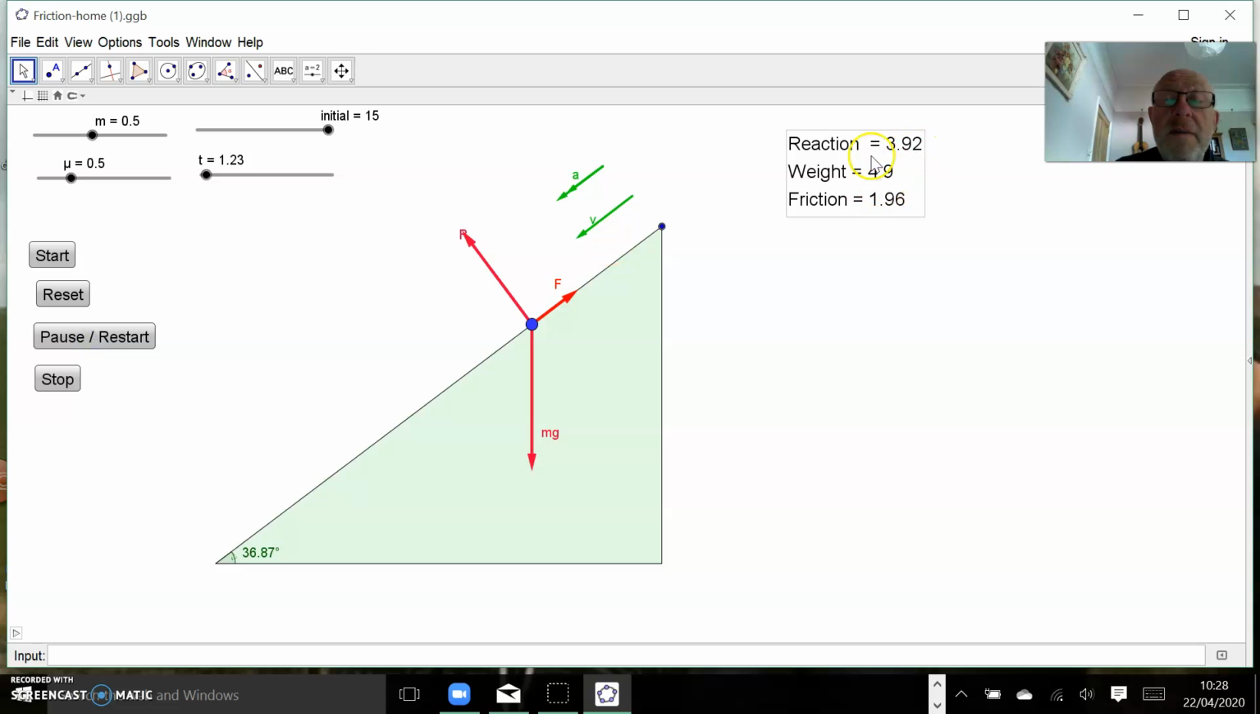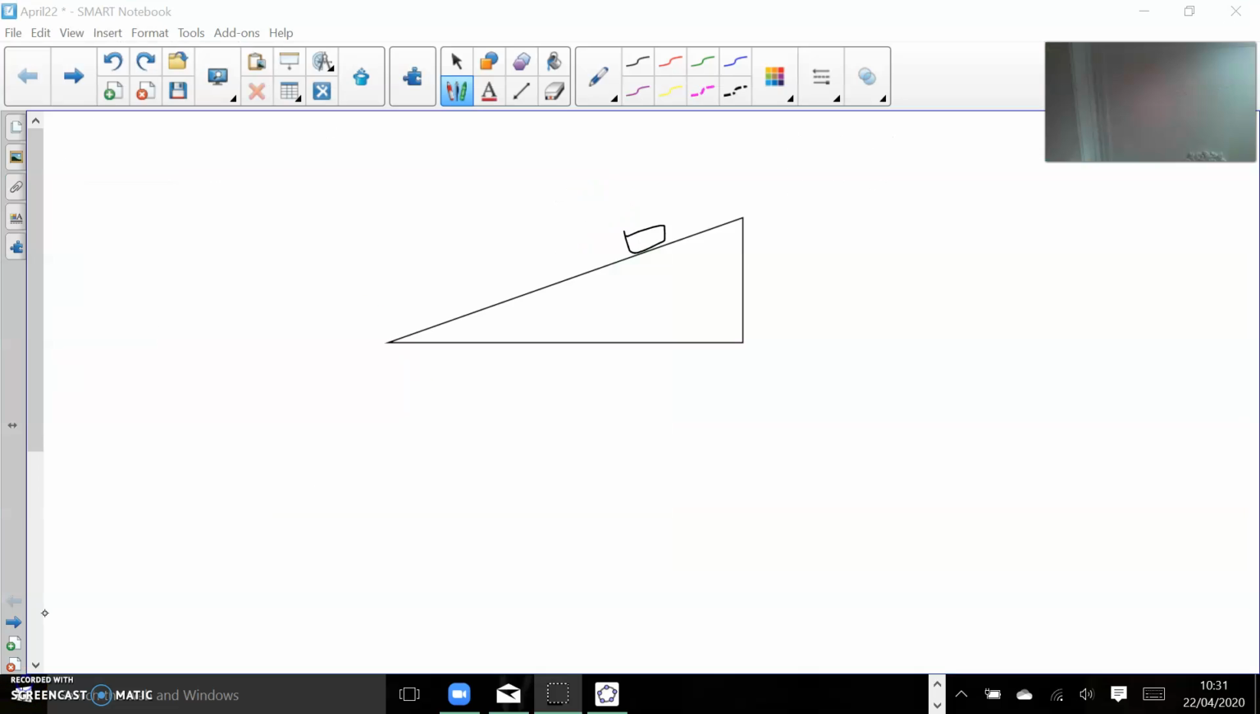You notice here the reaction, the weight and the friction are not changing as it moves down the plane. The friction is 1.96, the reaction 3.92. Friction is half of the reaction. Mu is a half, F equals mu R, and doesn't change.